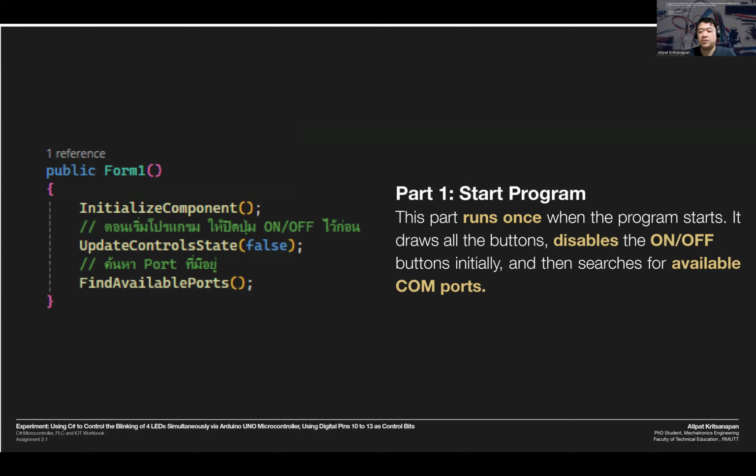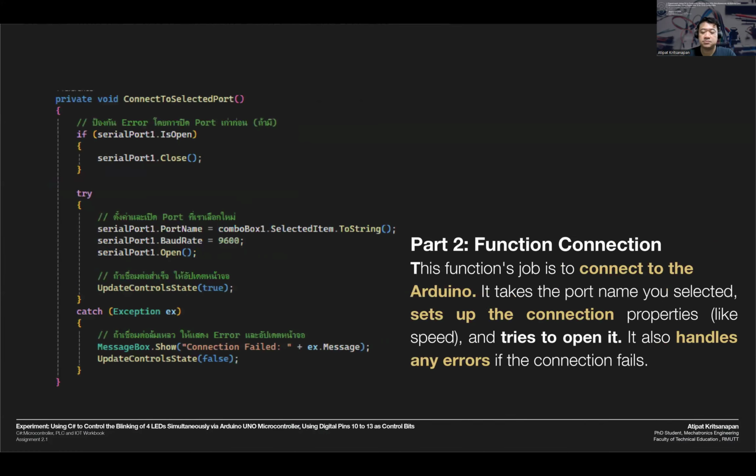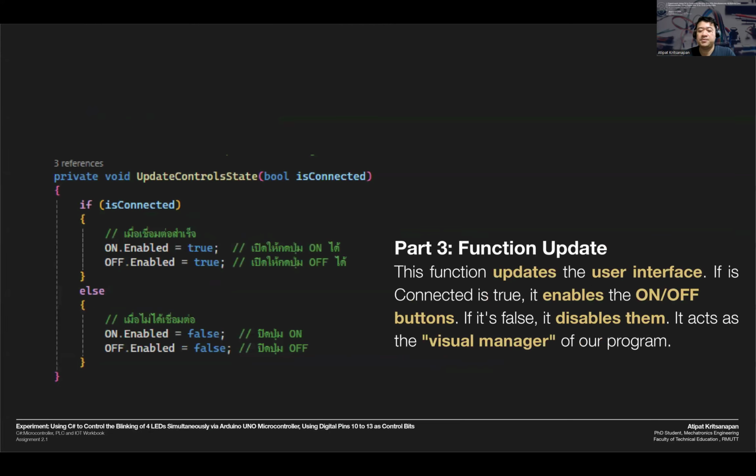Start program. This part runs once. When the program starts, it disables the on and off buttons initially and then searches for available COM ports. Function connection. This function's job is to connect to the Arduino. It takes the port name you selected, sets up the connection properties like speed, and tries to open it. It also handles any error if the connection fails.